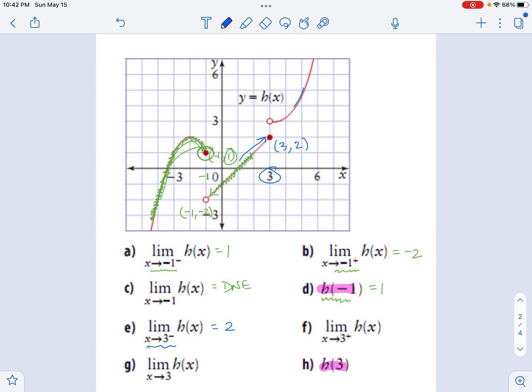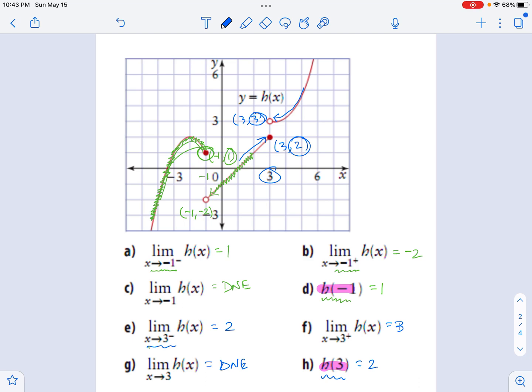As I'm approaching 3 from the positive side, from the right-hand side of an x value of 3, it looks like I'm approaching the point (3, 3). So therefore I am going to say it's approaching an h of x value of 3. These two are not matching, so therefore it does not exist. And when I want to evaluate an x value of 3, then I'm looking for the one that has the solid point, occurring with a y value of 2.